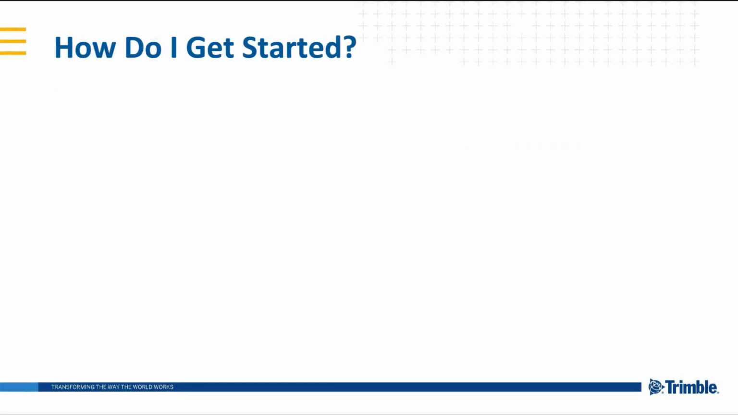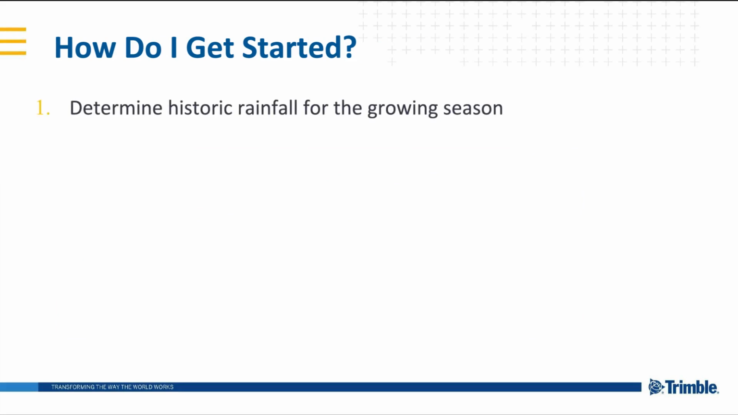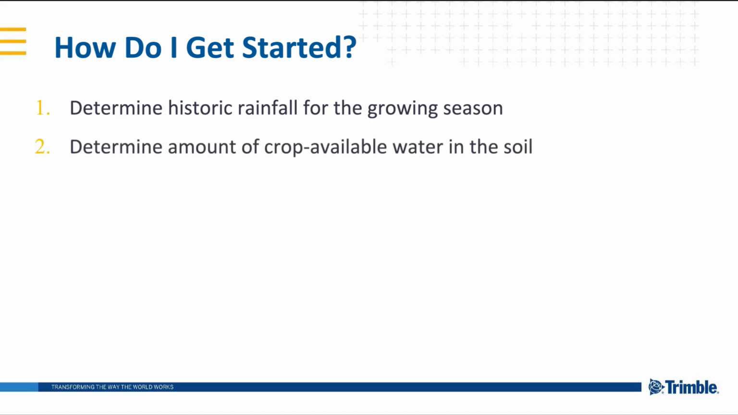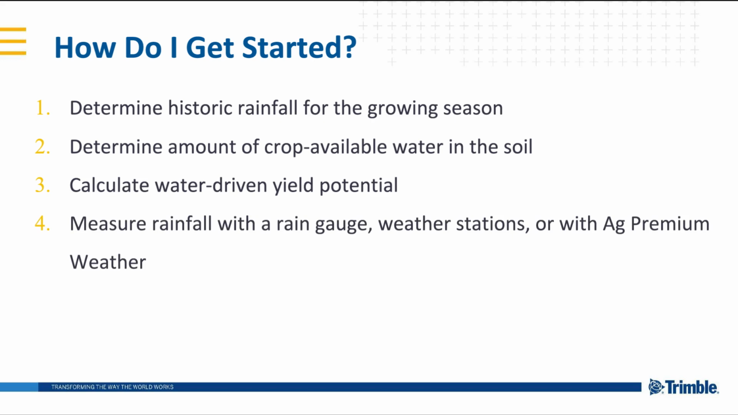So now let's answer the question, how do I get started? First, determine historic rainfall amounts for the growing season. And then you want to figure out the crop available water in the soil. And then calculate water-driven yield potential using the formula Elston outlined in the presentation. Then you want to measure rainfall with a rain gauge or start playing with weather stations.